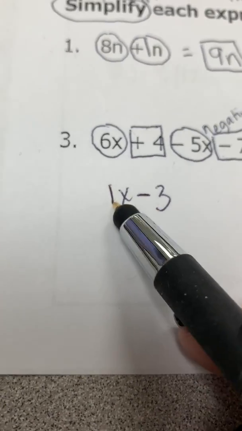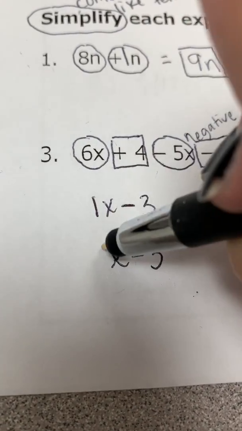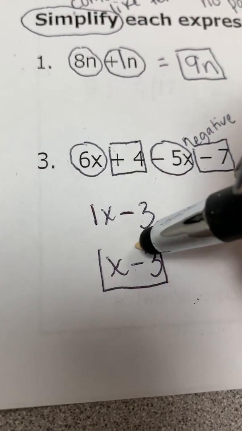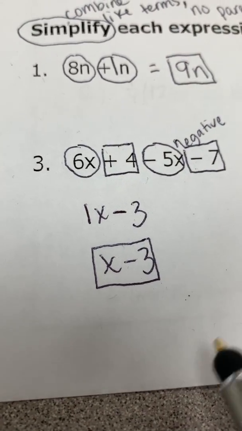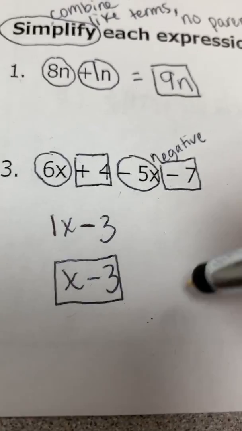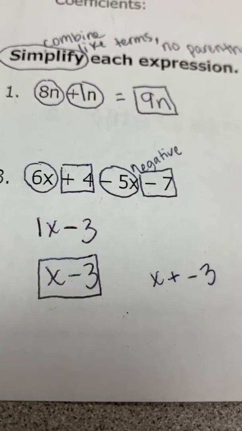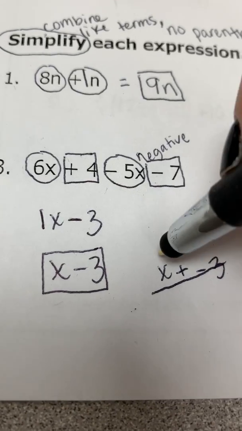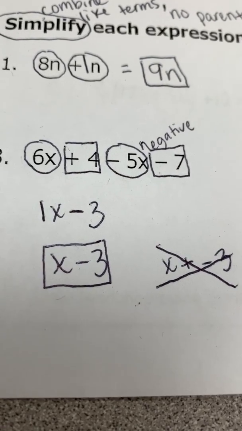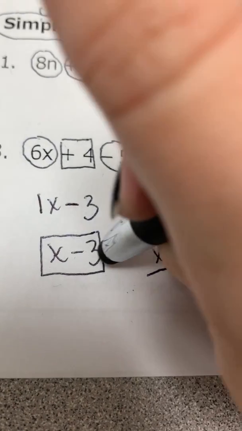But I don't have to write the invisible 1, so I'm going to change this to x minus 3. That's my final answer. And notice how this is just a subtraction sign. It's not x plus negative 3. Okay, I saw a lot of people doing that the other day. Technically, they mean the same thing, but this is the correct answer.